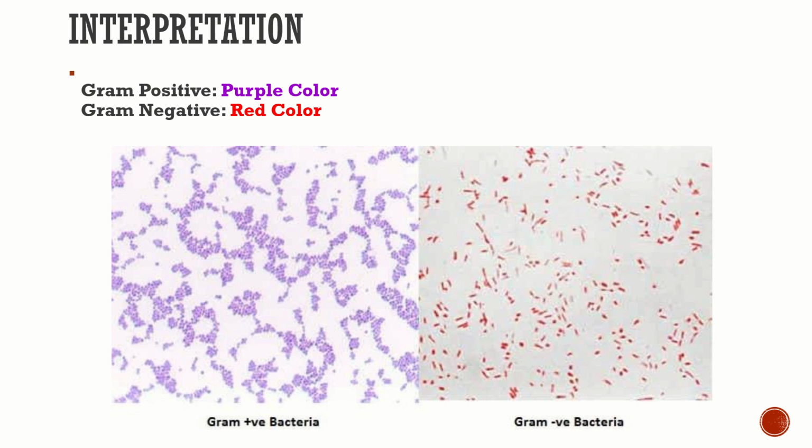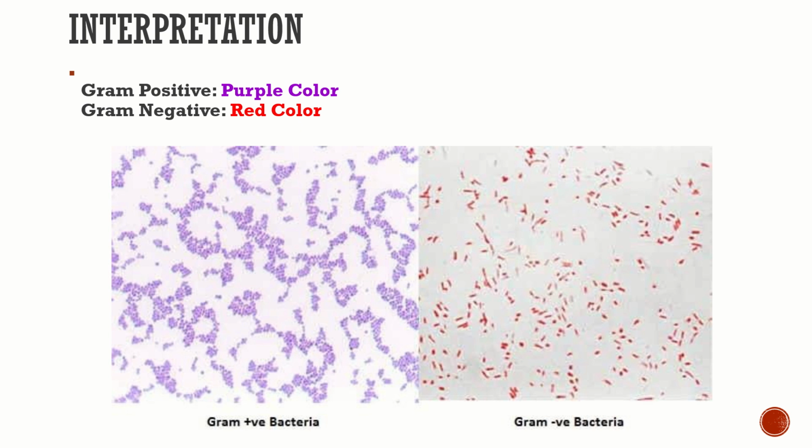Then again we add safranin, which is why the gram negative bacterial cells take the safranin color. That is why you can see the color of the safranin in gram negative bacteria. So this is all about the gram staining method, the principle and the interpretation.